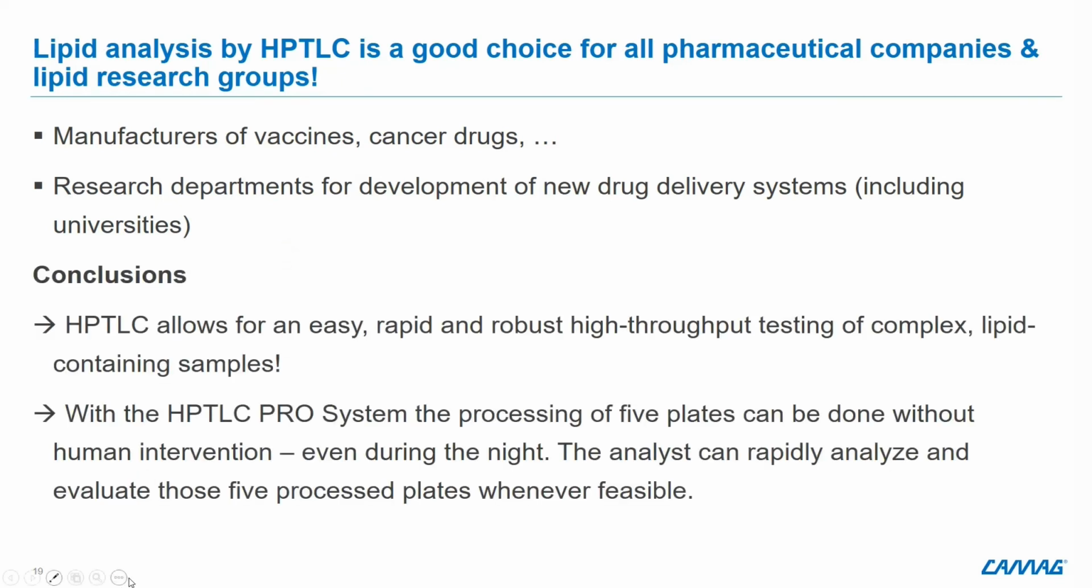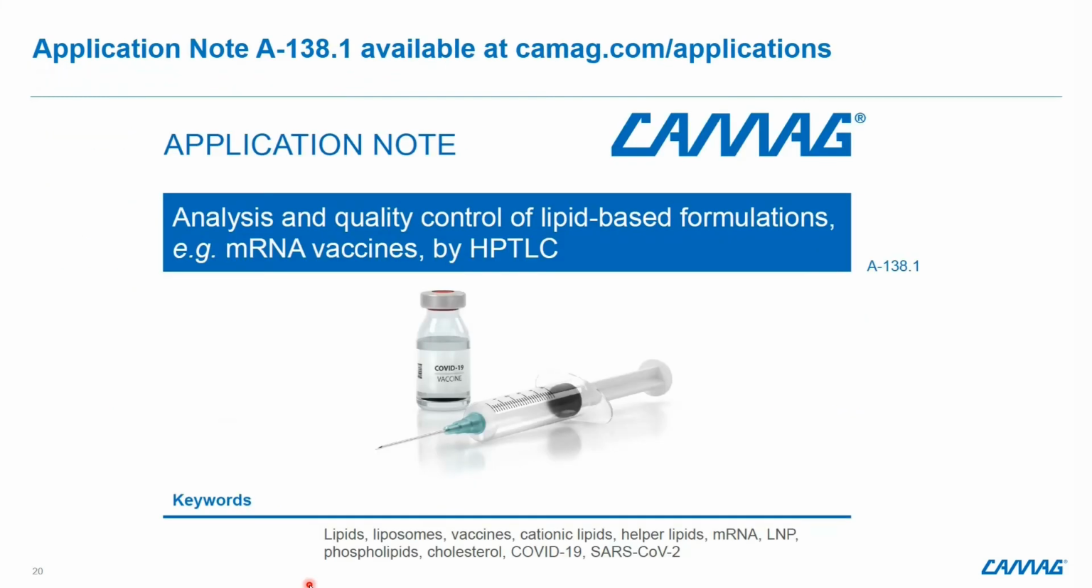So let me conclude. HPTLC allows an easy, rapid and robust high-throughput testing of complex lipid-containing samples. And with the HPTLC PRO system, the processing of 5 plates can be done without human intervention, even during the night. The analyst can rapidly analyze and evaluate those 5 processed plates whenever feasible. An application note on the shown results can be downloaded from the CAMAG website.